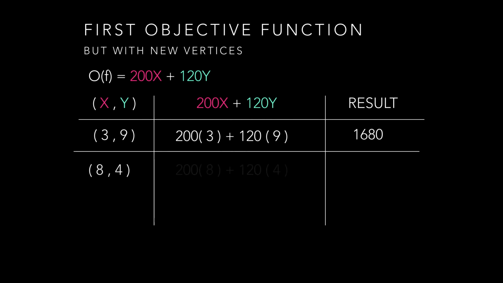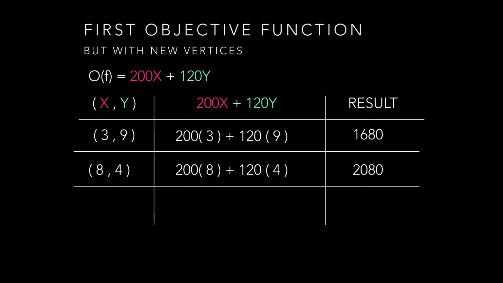8,4. 200 times 8 plus 120 times 4 equals 2,080. 16,0. 200 times 16 plus 120 times 0 equals 3,200. What is the minimum now?